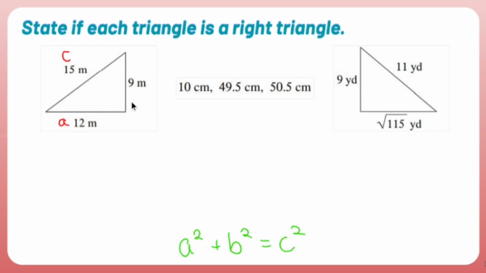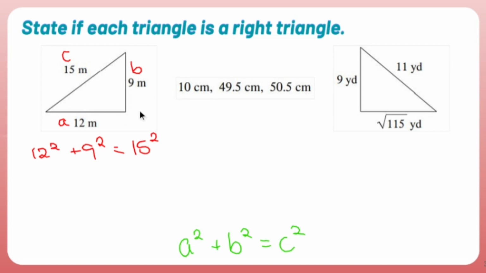It doesn't matter which one A is. It doesn't matter which one B is. And what you do, now that we have things labeled, is you plug it into this formula. So a squared is 12 squared, plus b squared is 9 squared, equals c squared is 15 squared. And you might be thinking, what are we solving for? Nothing. The goal of using the converse of the Pythagorean theorem is to make sure our math works out.